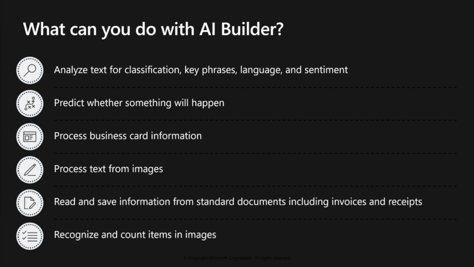There are a number of pre-built models that you can use without having to train them, like sentiment analysis, translation, and the business card reader. But you can also train custom models to recognize objects in images or key information in natural languages. These capabilities include things like analyzing text for classification, key phrases, language, and sentiment. You can predict whether something will happen, extract business card information, process text from images or documents using OCR or optical character recognition. You can also read and save information from standard documents or recognize and count items in images.